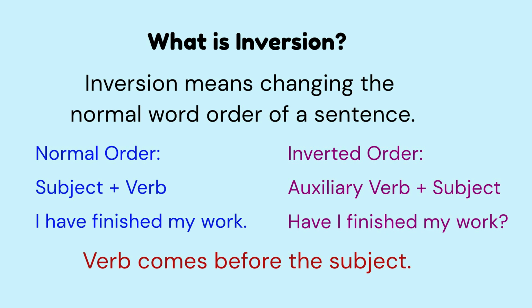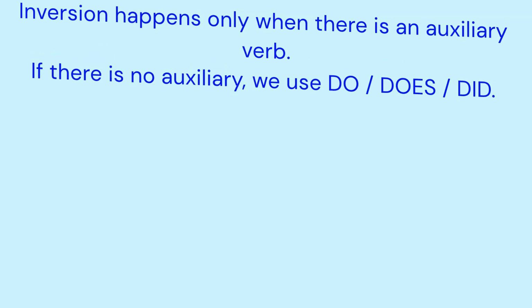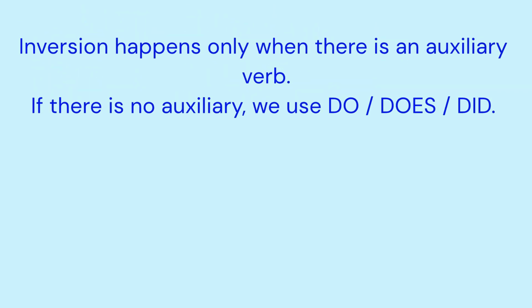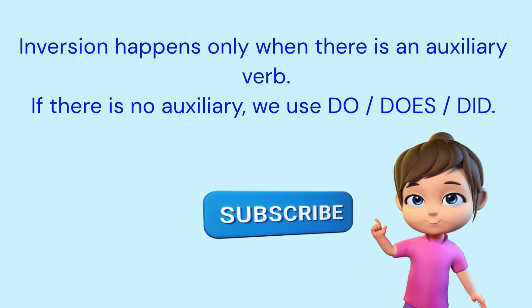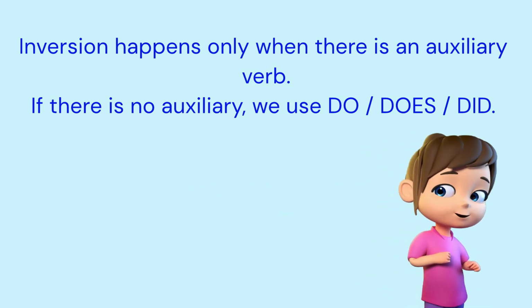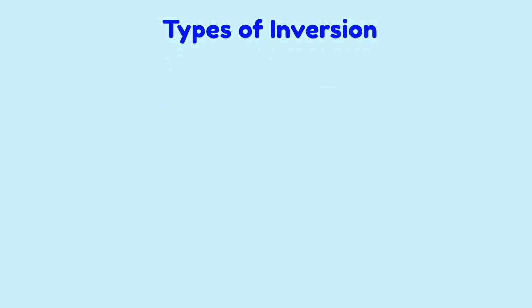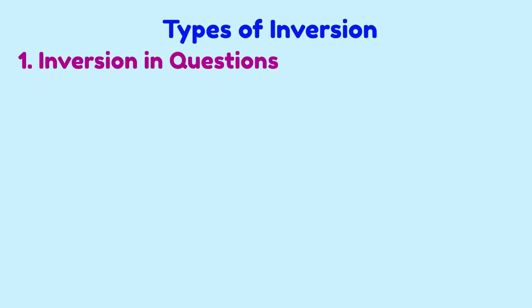Before moving towards its types, one very important thing to remember is inversion happens only when there is an auxiliary verb. If there is no auxiliary, we use do, does, did. Now, let's discuss the types of inversion, one by one. First one is inversion in questions. Its rule is auxiliary verb plus subject.